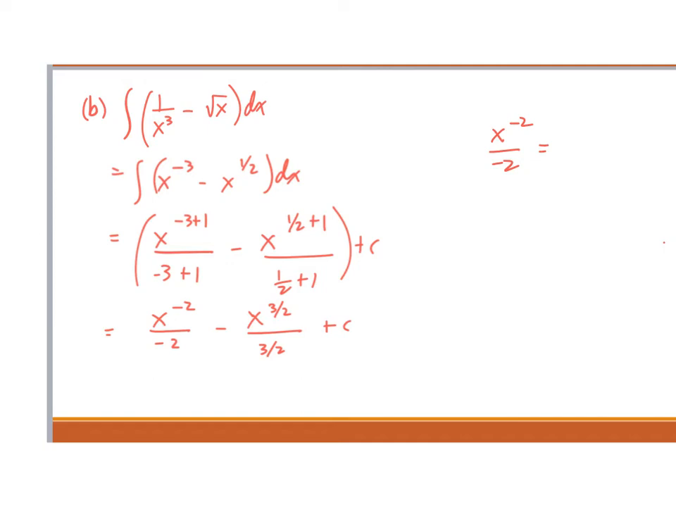We could write this as 1 over negative 2 times, this is 1 here, times x to the negative 2, or negative 1/2 times 1 over x squared. So this first term here could be written as negative 1 over 2x squared.